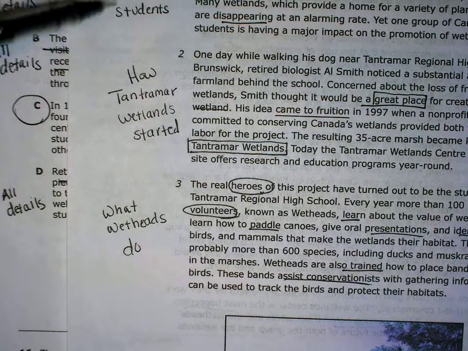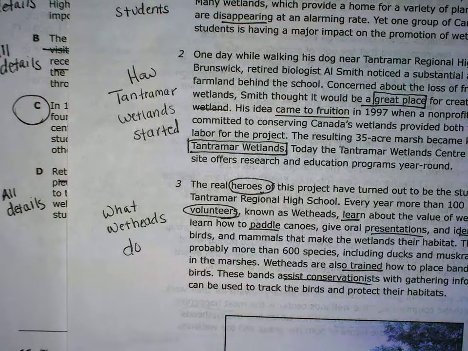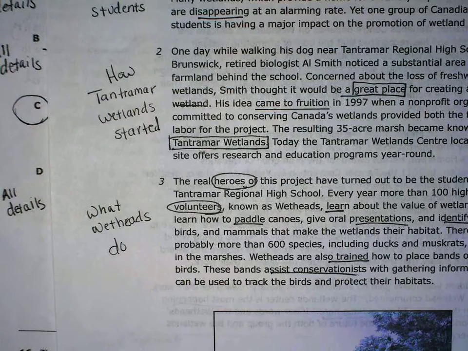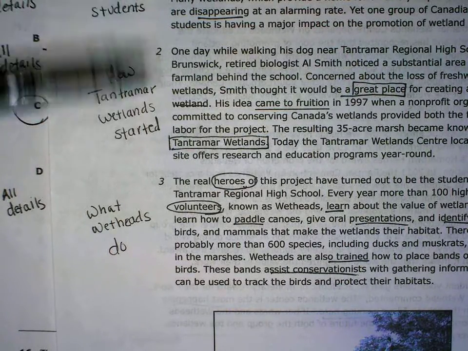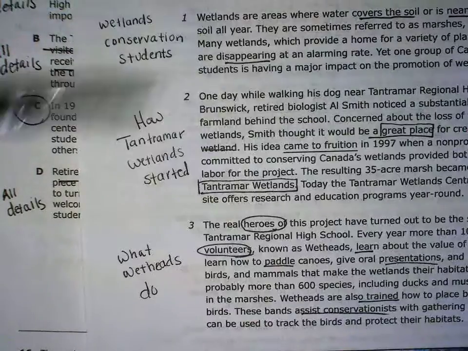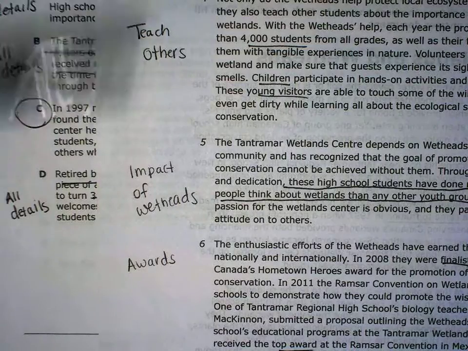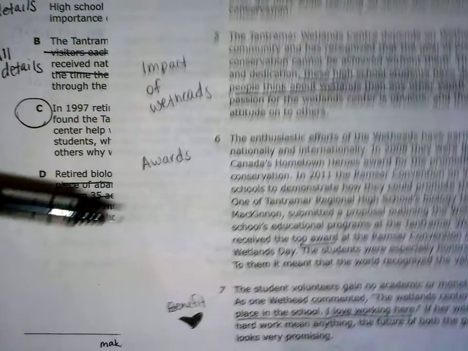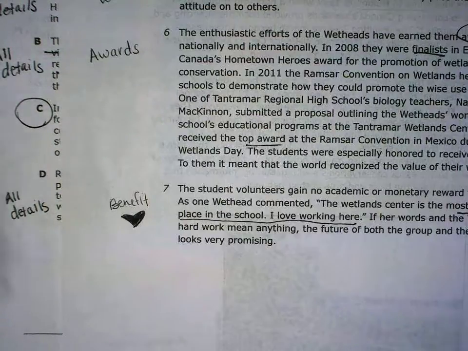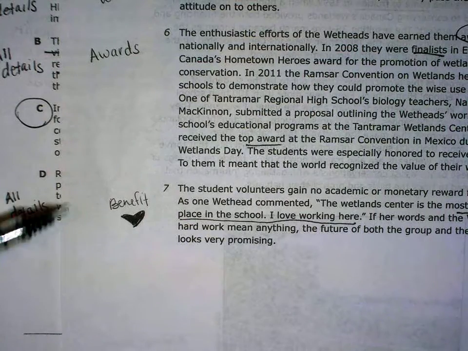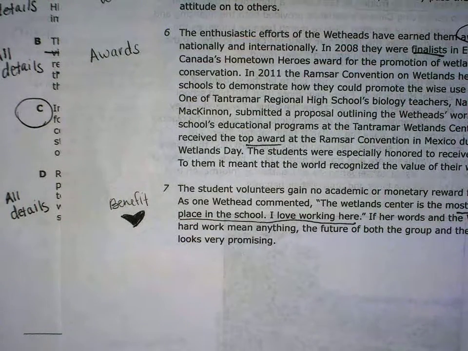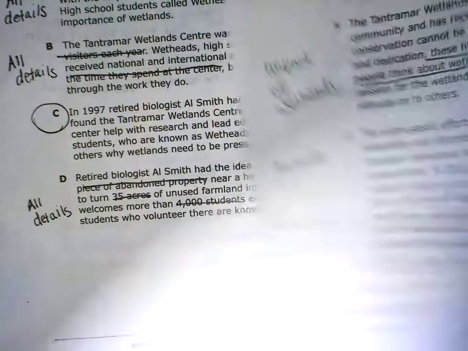annotations, I know that the majority of this passage is about wetheads, the people who manage the lands, so the volunteers. And so it talks about what wetlands are, how the wetlands got started, what wetheads do, how many people they teach, the impact, their awards, and the benefits. And so I need something that talks mostly about who these volunteers are and what they do.